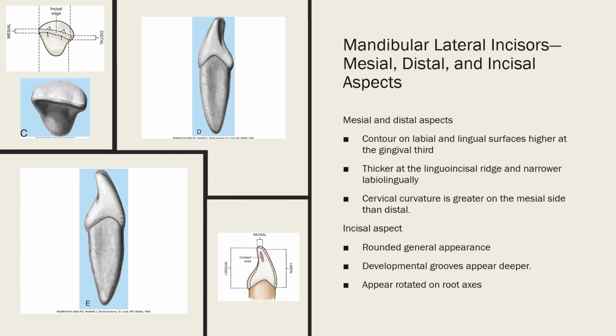Okay, here's our mesial, distal, and incisal aspects. In the mesial proximal view and the distal proximal view, you're going to see a contour on the labial and lingual surfaces higher at the gingival third. Okay, so here's our contour. It's thicker at the lingual incisal ridge and narrow labiolingually. Cervical curvature is greater on the mesial than on the distal.